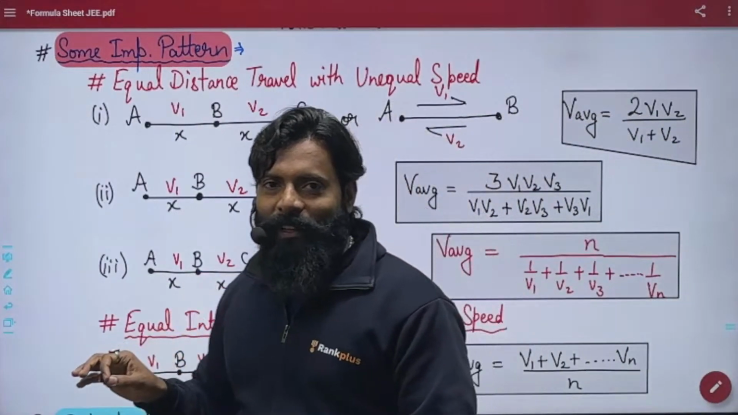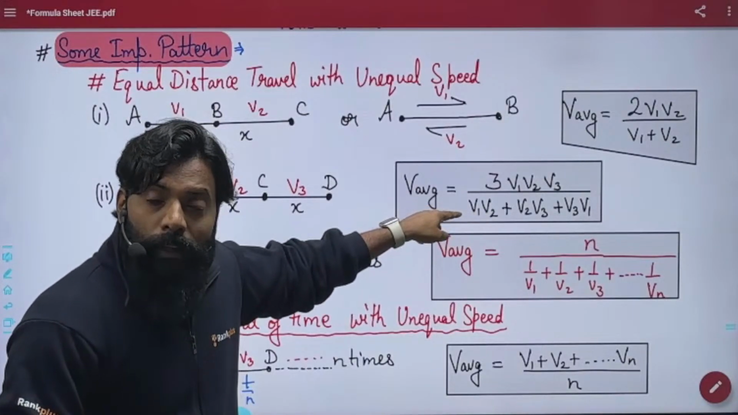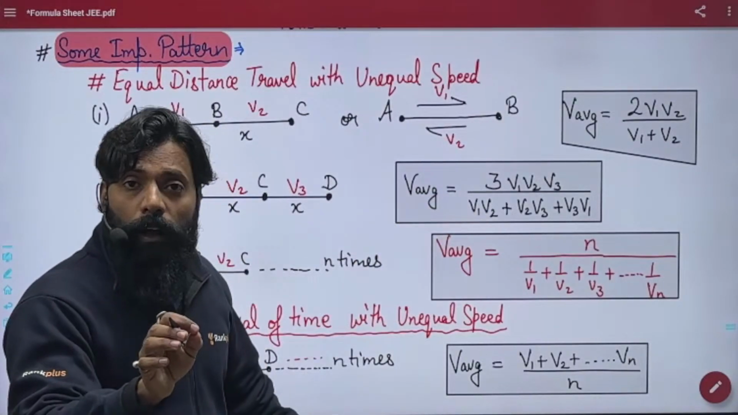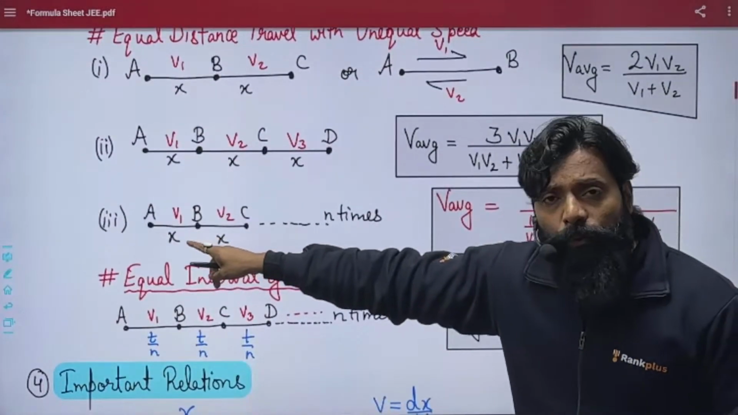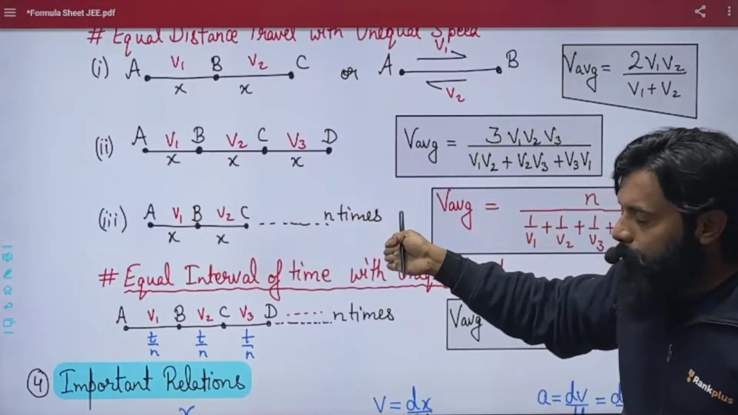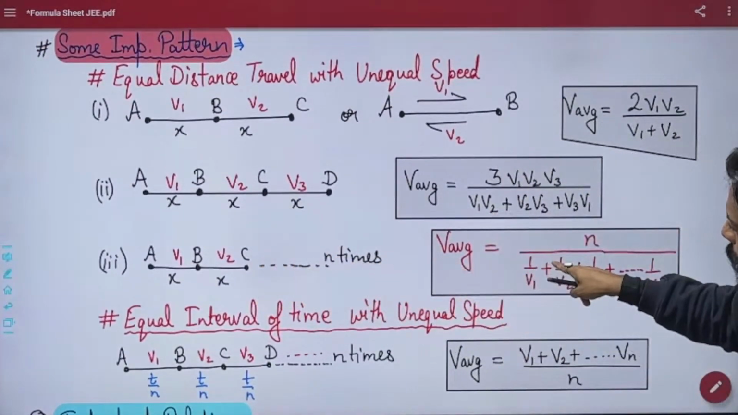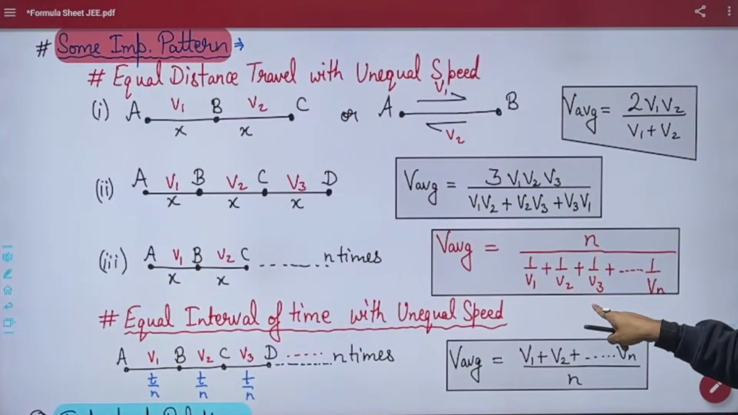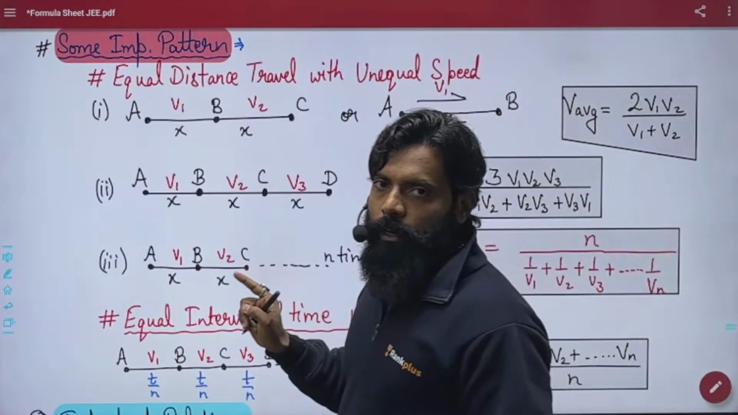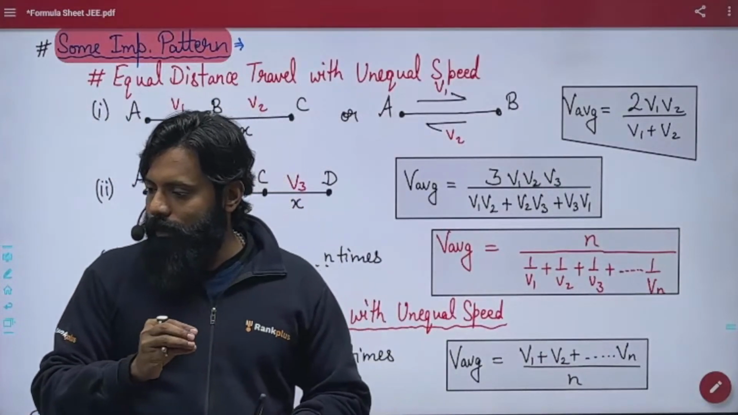And you know that this question is from a JEE PYQ. They are asking you the direct formula. If the same pattern happens n times, then the formula becomes n divided by 1 upon v1 plus 1 upon v2 plus 1 upon v3, and so on, up to 1 upon vn. Remember this formula. You will get this PDF in the Telegram group, but this is very, very important.